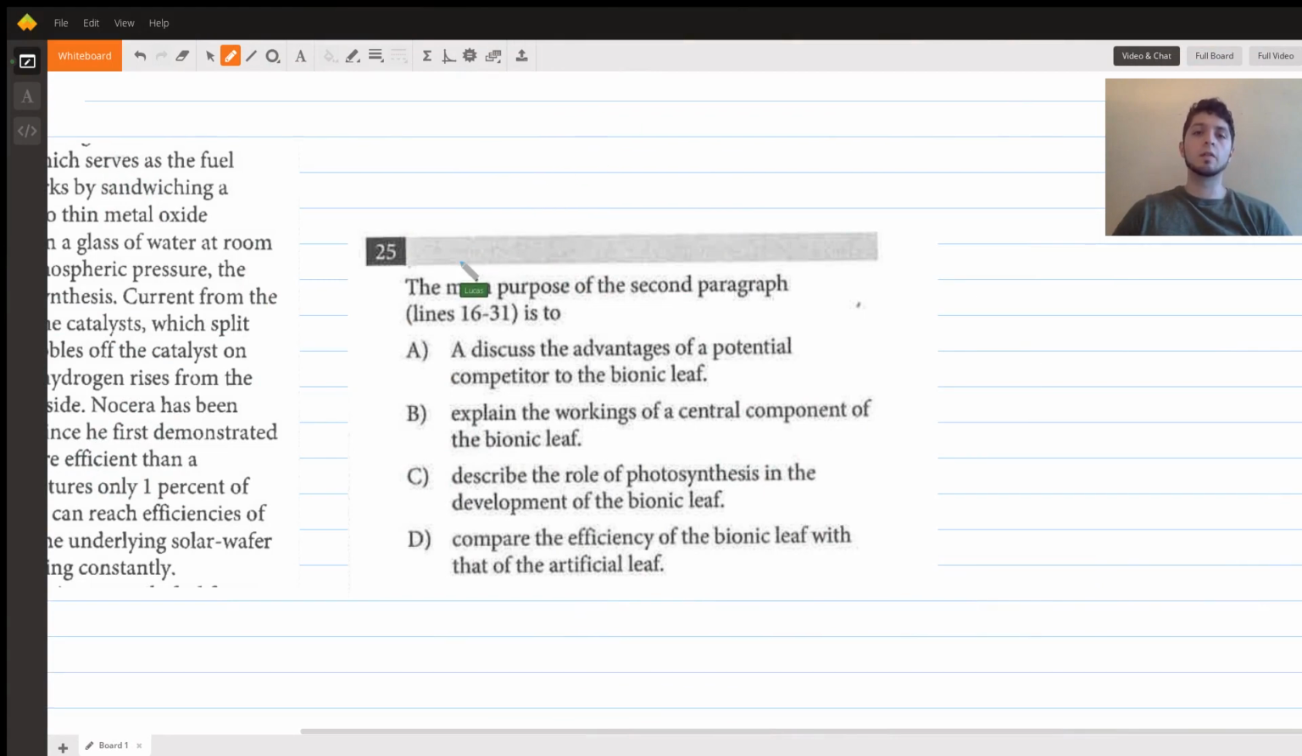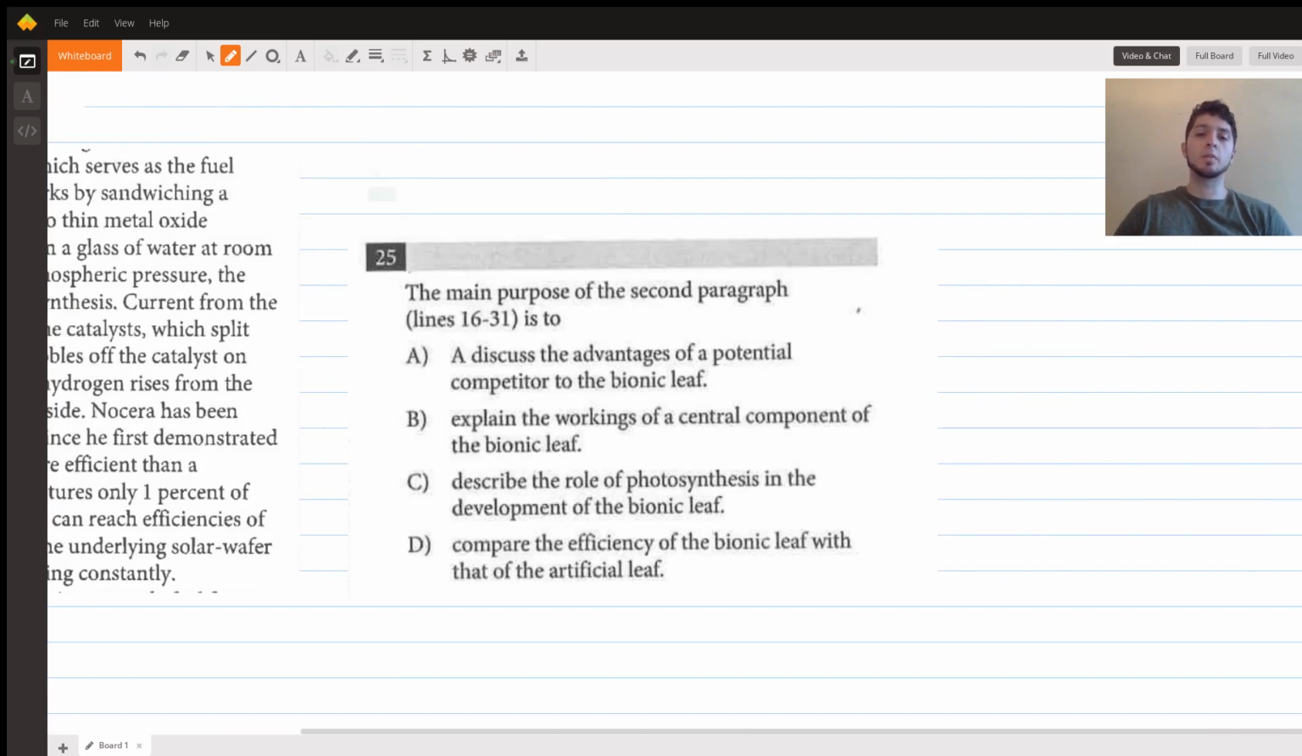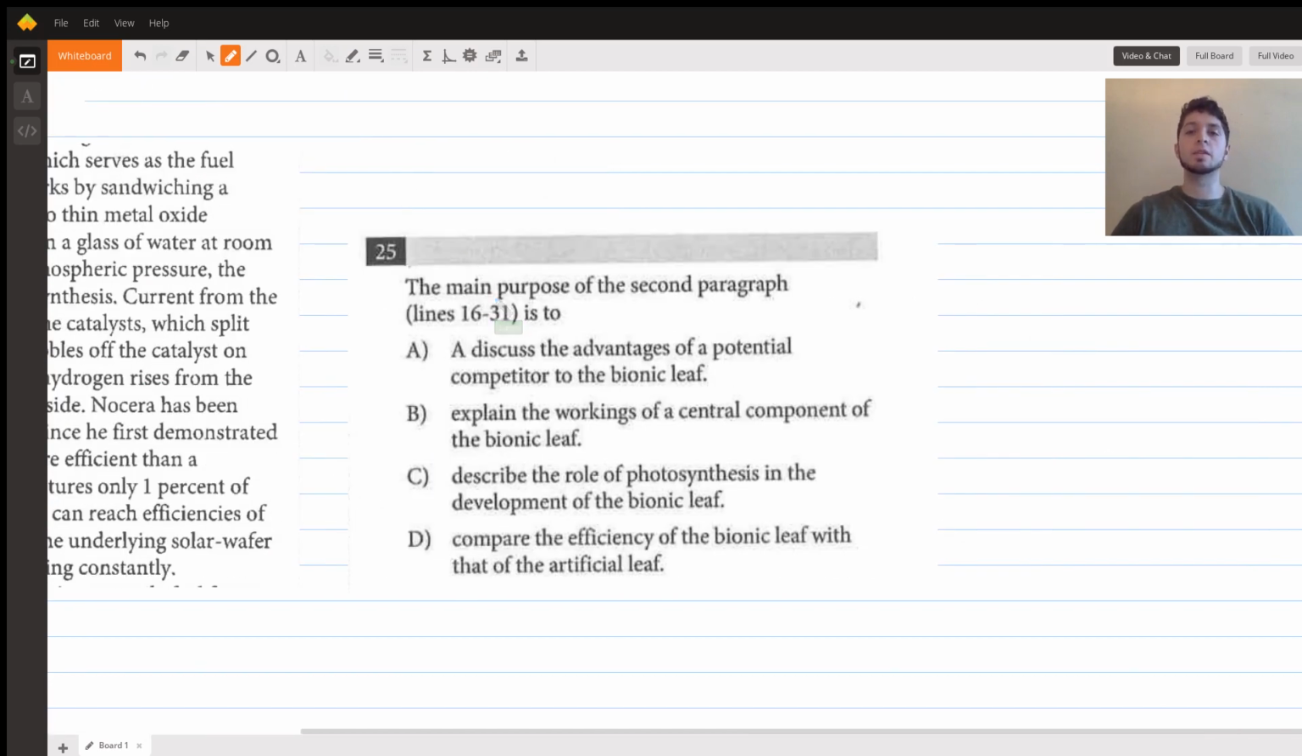So today we're going to look at question 25, and this is from the SAT number 16 reading section. Let's jump in. The question says, the main purpose of the second paragraph, lines 16 to 31, is to do something. So we're looking for the main purpose, specifically of the second paragraph. The way that we're going to solve this is we're going to go back to the second paragraph.